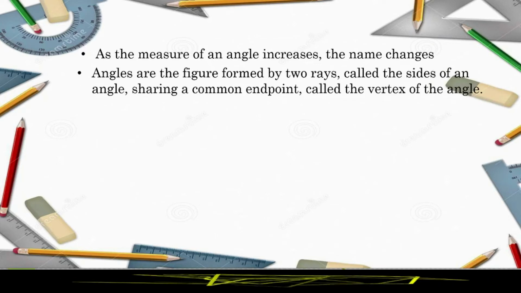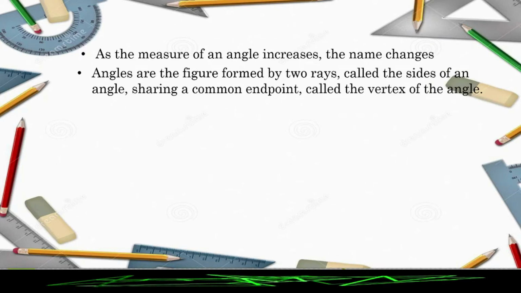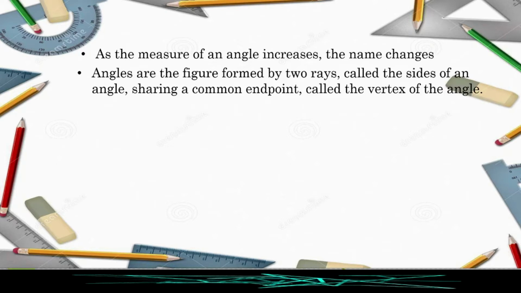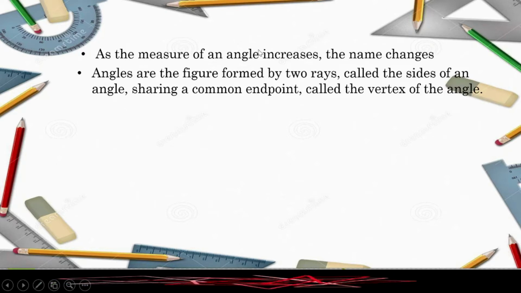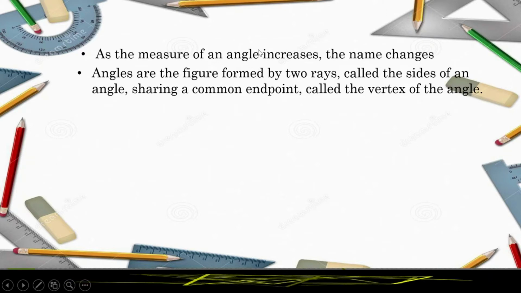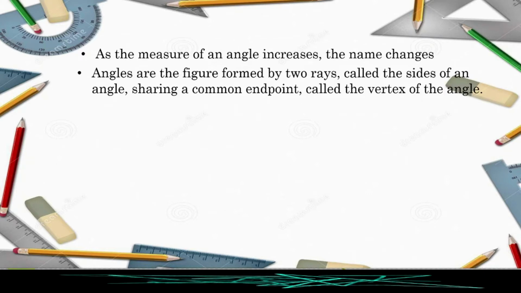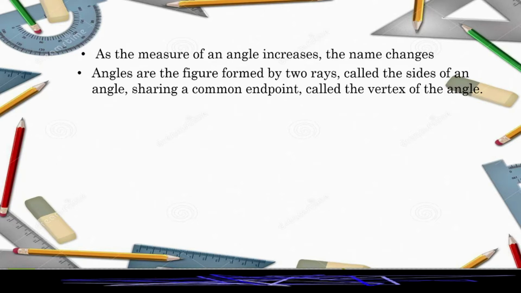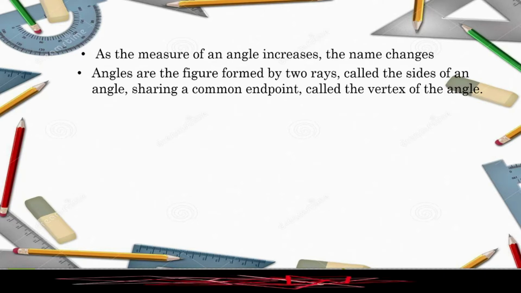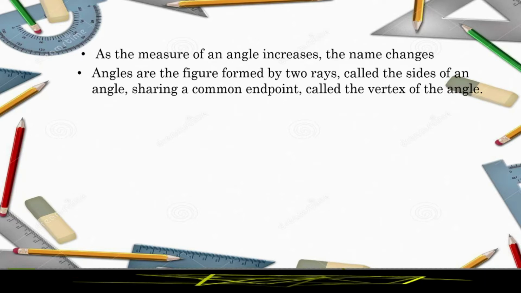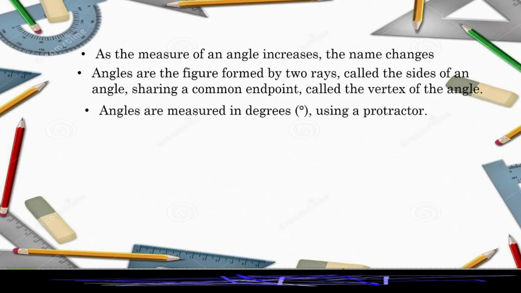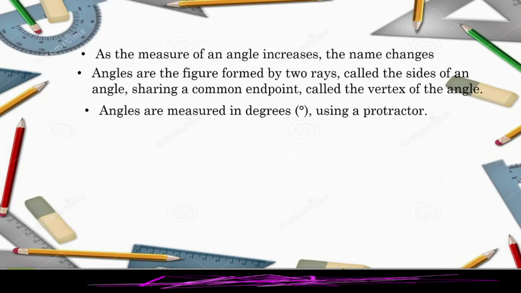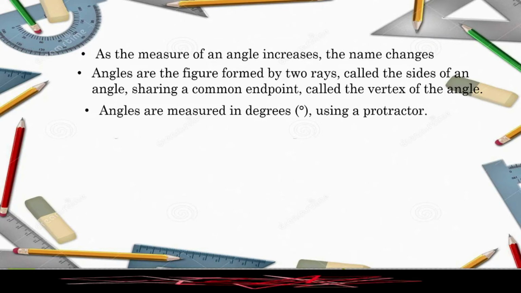An angle is a figure formed by two rays called the sides of an angle, sharing a common endpoint called the vertex of an angle. Of course, here in number 1, when the angle increases, its name changes. Maybe it is an acute, a right, or an obtuse angle. Angles are measured in degrees using a protractor. So we will always use a protractor.